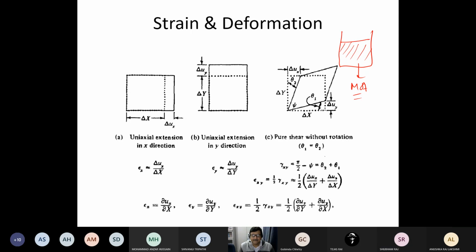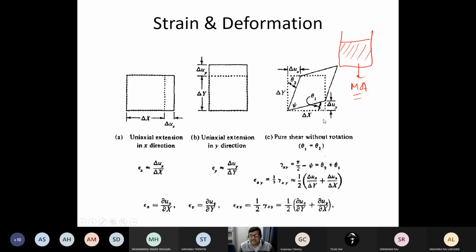No unit, sir. It will be dimensionless. So these are all εx, εy, and εxy. How do I get εxy? I get this configuration. I first give a stress in this direction, delta U. It first shifts there and goes in that direction. So it first undergoes a deformation θ1, then it undergoes another deformation, first in this direction and then second in that direction. And then I average out θ1 and θ2, half of gamma xy.